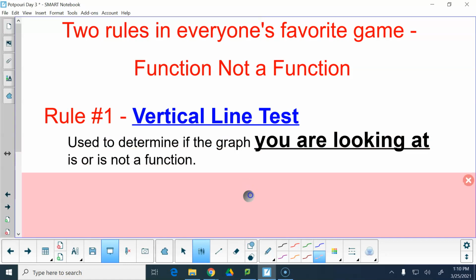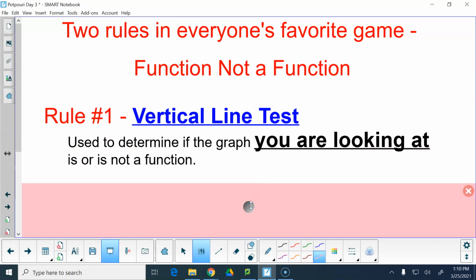Okay, I love it. So that is going to be used. The vertical line is going to be used to determine if what you're looking at is or isn't a function.